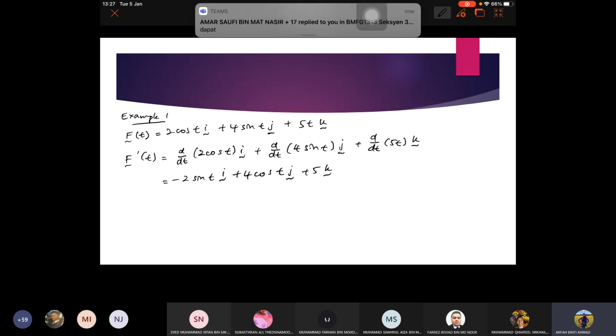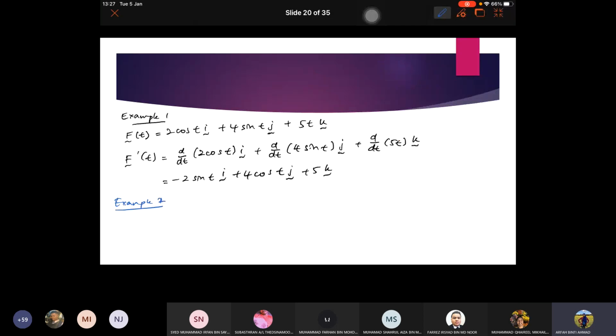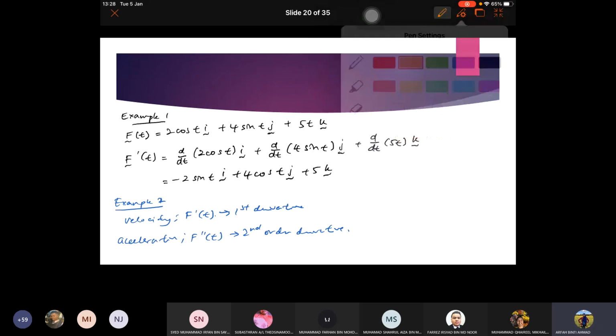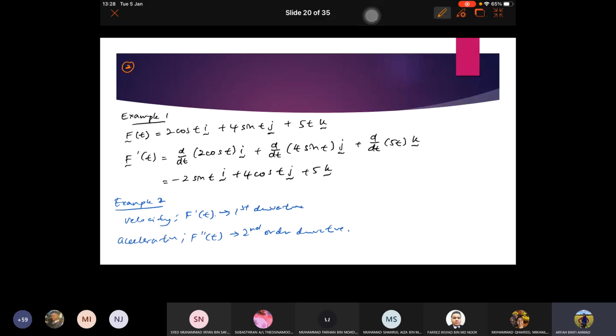Cuba try the second one. The second one, awak ada compute the acceleration. Acceleration is this one. Example 2. Okay, velocity is the first derivative. Saya silap tadi. Velocity equal to f prime t, that is first derivative, akan dapat velocity. Acceleration is f double prime t, second order derivative. So you akan dapat dia punya acceleration. So dalam soalan kedua ni tadi, dia bagi vector f t sama dengan ln t i tambah dengan t kuasa 3 j tambah dengan 5t tambah exponential t k.